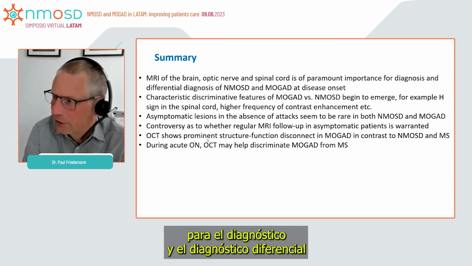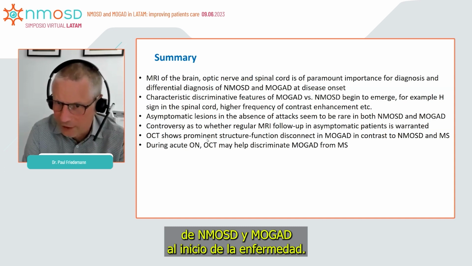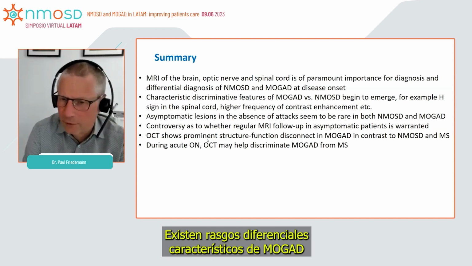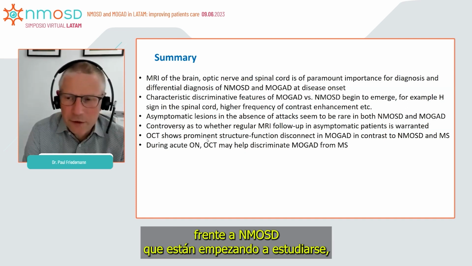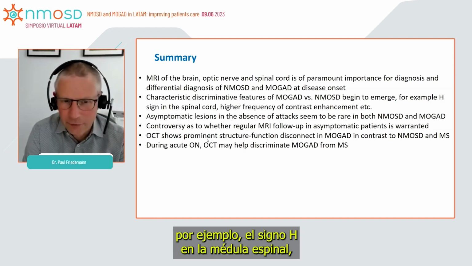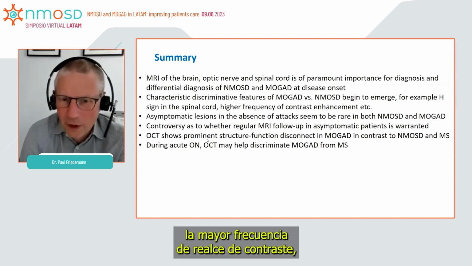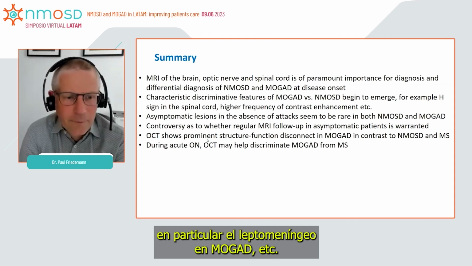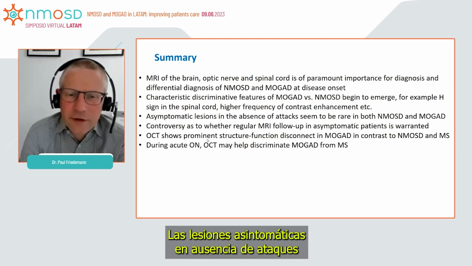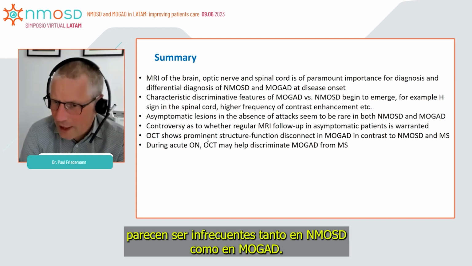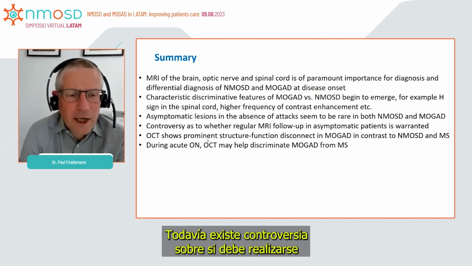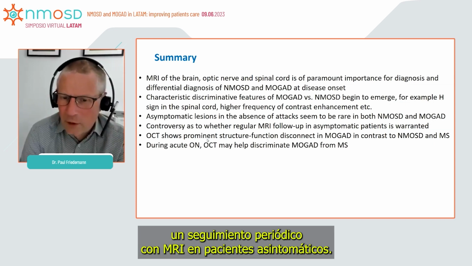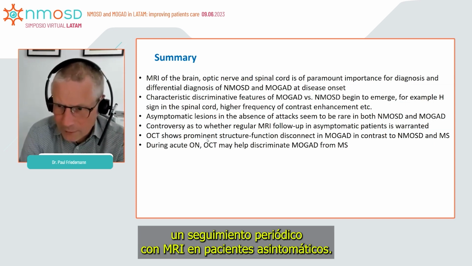Now, to sum this up, MRI of the brain, optic nerve, and spinal cord is of paramount importance for diagnosis and differential diagnosis of NMOSD and MOGAD at disease onset. There are characteristic discriminative features of MOGAD versus NMOSD that are beginning to emerge, for example, the H sign in the spinal cord, the higher frequency of especially leptomeningeal contrast enhancement in MOGAD, etc. Asymptomatic lesions in the absence of attacks seem to be rare in both NMOSD and MOGAD, and there still is a controversy as to whether regular MRI follow-ups should be performed in asymptomatic patients.